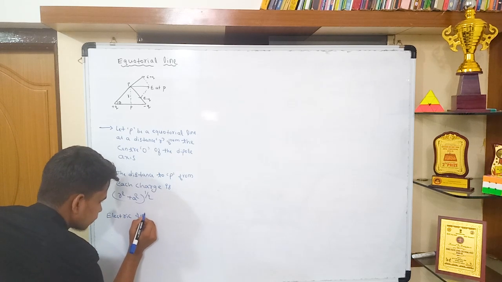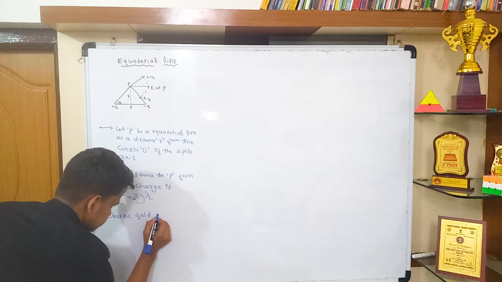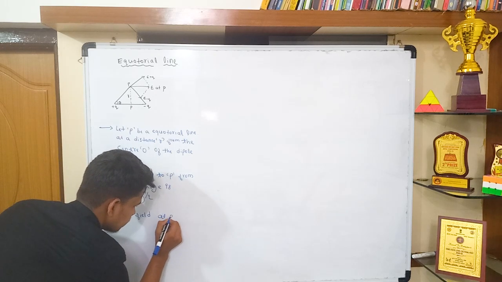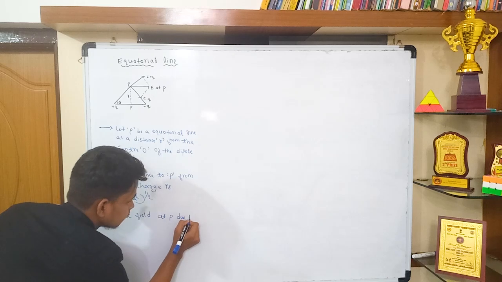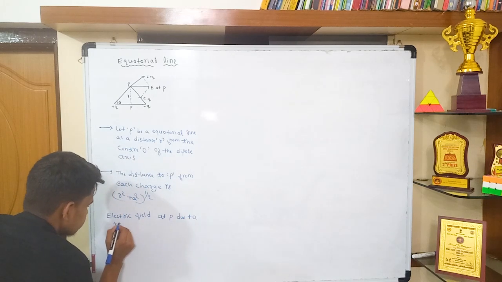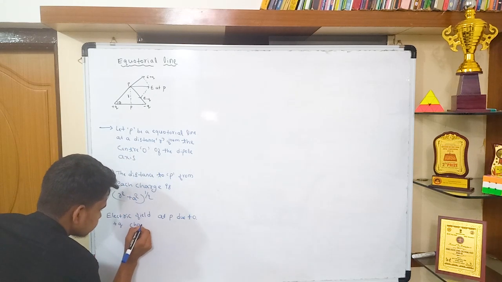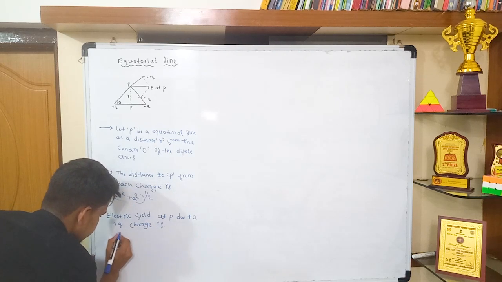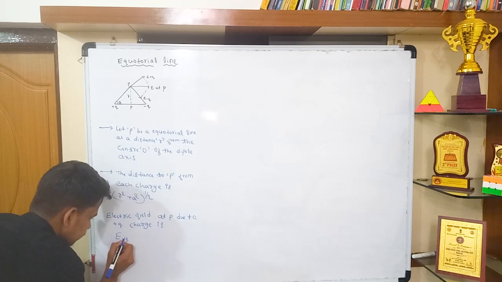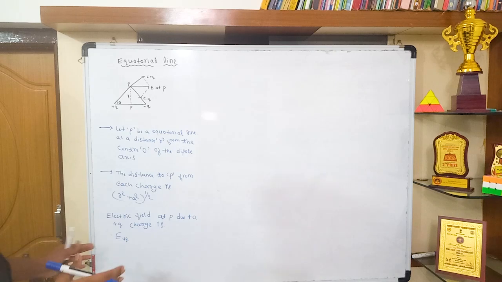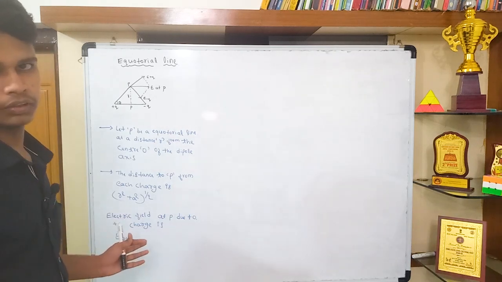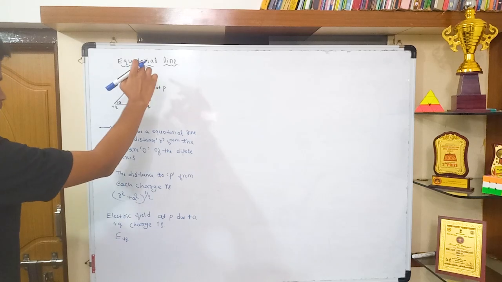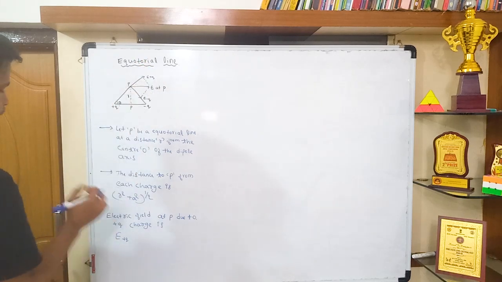Electric field at P due to plus q charge is, what is that? Electric field. How do we write the electric field due to a positive charge? We write like this. We have written it already. So from here, what is the electric field here now? So we have to find that.